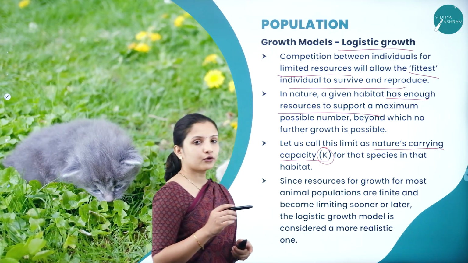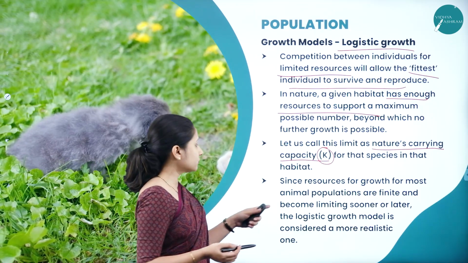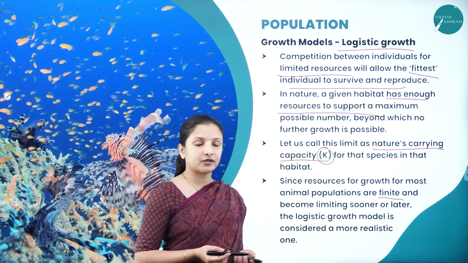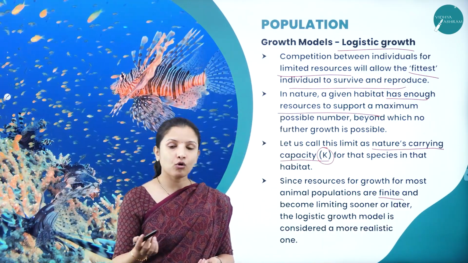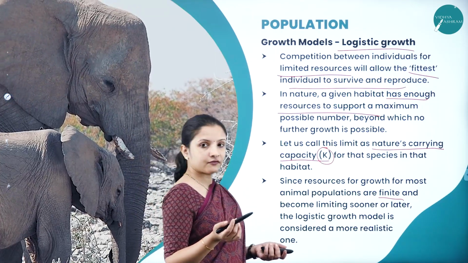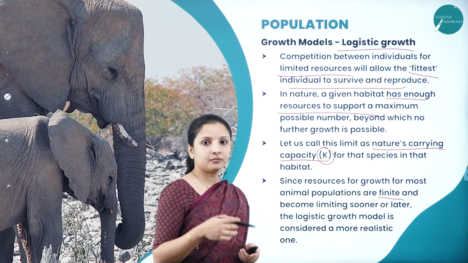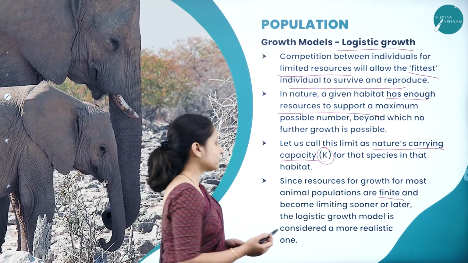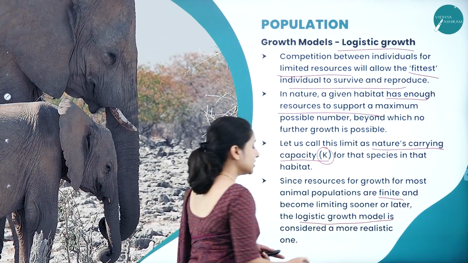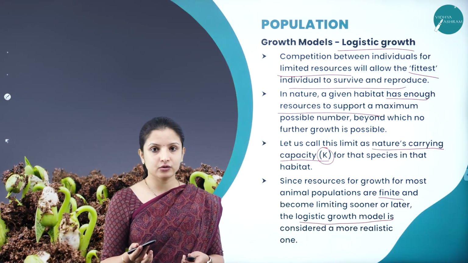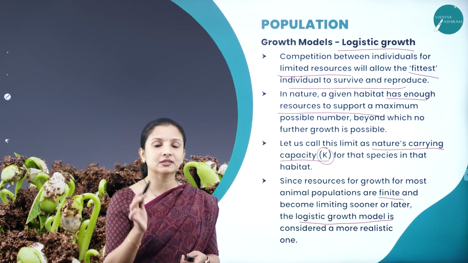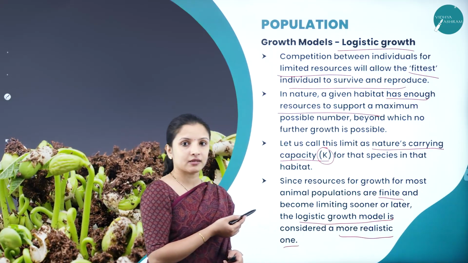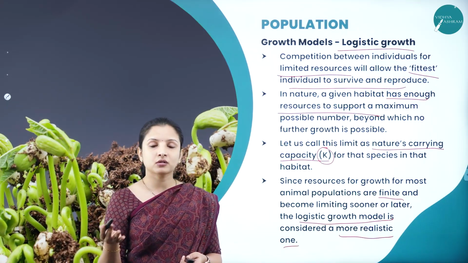Since the resources for growth which are required for most animal populations are finite. They are not infinite, right? They are finite. They will get over within a period of time. They become limiting, or they get reduced sooner or later, leading to the logistic growth model. So therefore, more than the exponential growth model, the logistic growth model is considered the more realistic one, because it has a logic in that. Exponential growth we cannot consider.